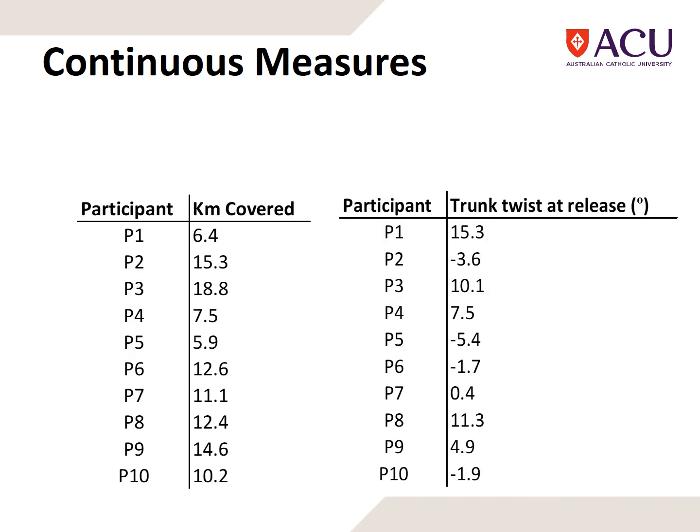So what do these continuous measurements look like when we write them down? Well, pretty familiar with them, I think. So here's what they look like. The kilometers covered, for example, on the left-hand side, we can see participants running down the first column, and then the second column, we can see our data, and it's got decimal places there. And then trunk twist, for example, on the right-hand side, we can see our data there and the decimal places, and we can even see some negatives in there as well.